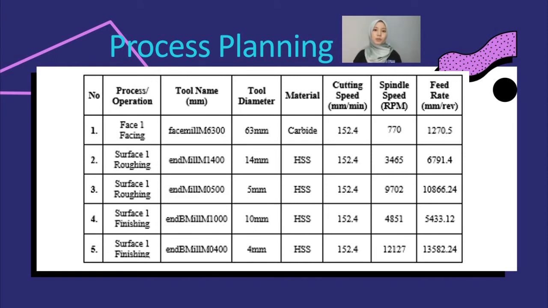Firstly, we did facing with a tool diameter of 63 mm. The cutting speed, spindle speed and feed rate are calculated by using the formula. The second process is roughing with a tool diameter of 14 mm. The third process is roughing with a tool diameter of 5 mm. The fourth one is finishing with a tool diameter of 10 mm. And lastly, we did finishing with a tool diameter of 4 mm.